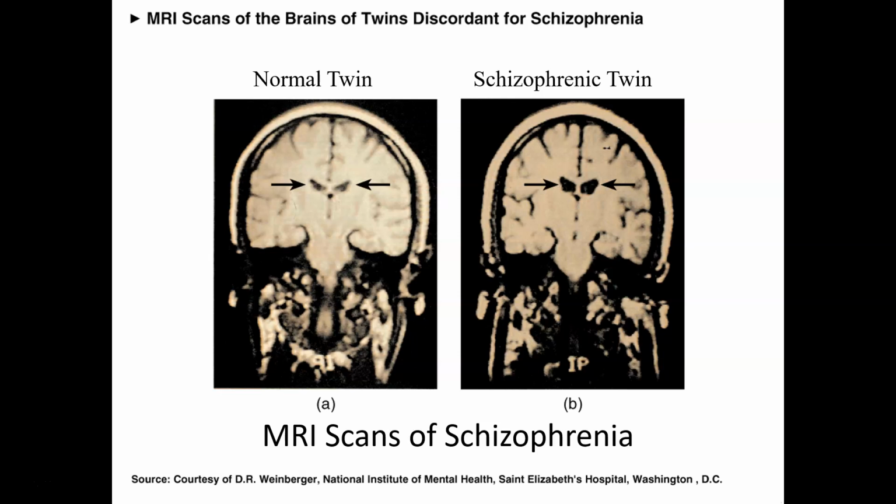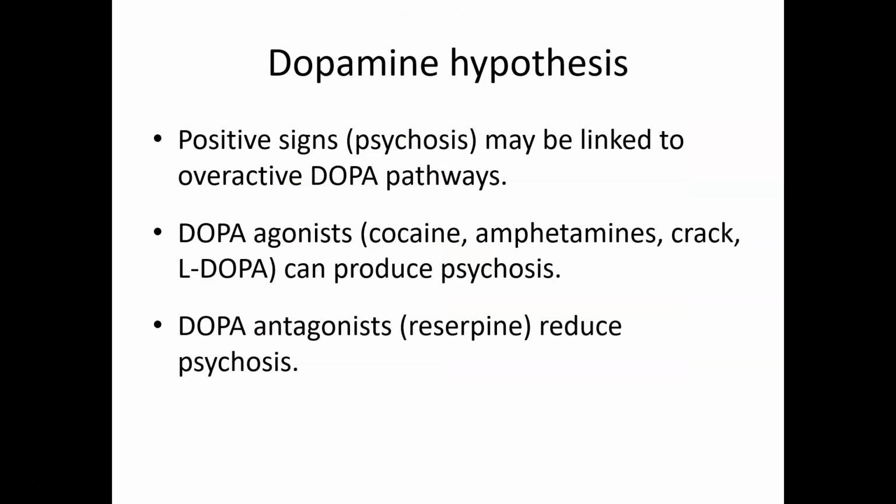So another hypothesis associated with schizophrenia is the dopamine hypothesis. Researchers have suggested that positive signs like hallucinations and delusions could be due to overactive dopamine. Part of the reason we think this is because a lot of dopamine agonists like cocaine, amphetamines, crack, L-DOPA can produce psychosis, and the drug psychosis itself can look identical to psychosis that you'd see in schizophrenia. You'll see paranoia, hallucinations, or delusions.